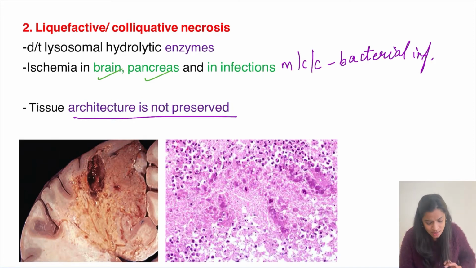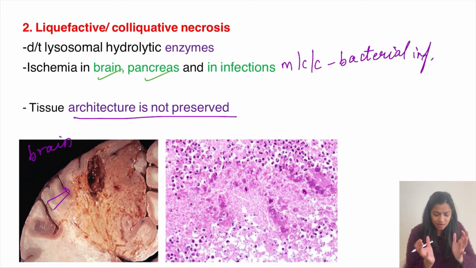So this is the gross image of a brain. Here, can you appreciate this? It is becoming a liquid state, right? This is an infarct in a brain, actually. So it is an example of liquefactive necrosis. An infarct in the brain results in liquefactive necrosis.